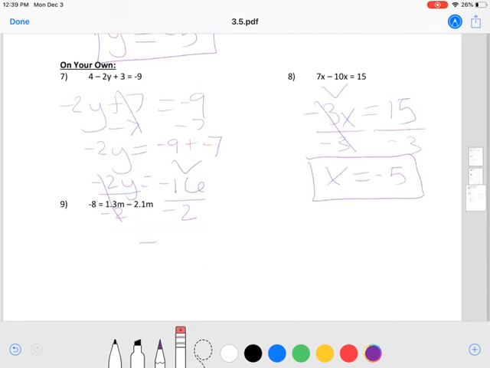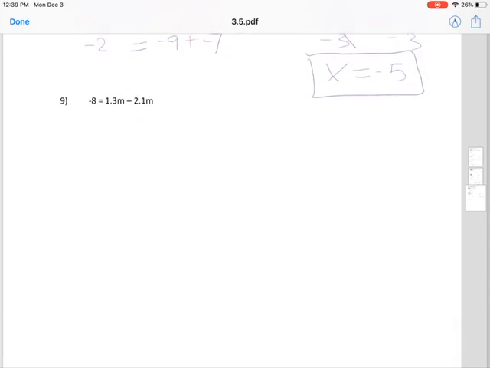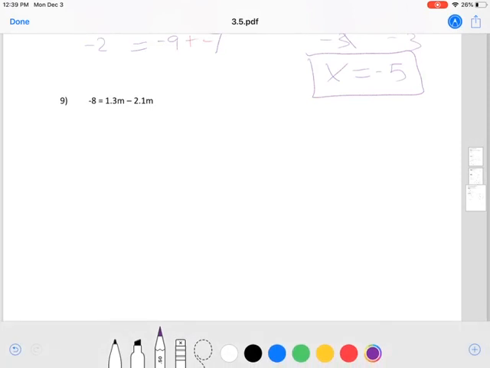All right, let's try this last one. I'm going to erase some of my work up here so I have more room. Let's try our last one. Negative 8 equals 1.3 minus 2.1m. So this one was a little bit more tricky. So the first thing is we can combine these m's. 1.3m minus 2.1m. And so I'm going to go ahead and stack these up.